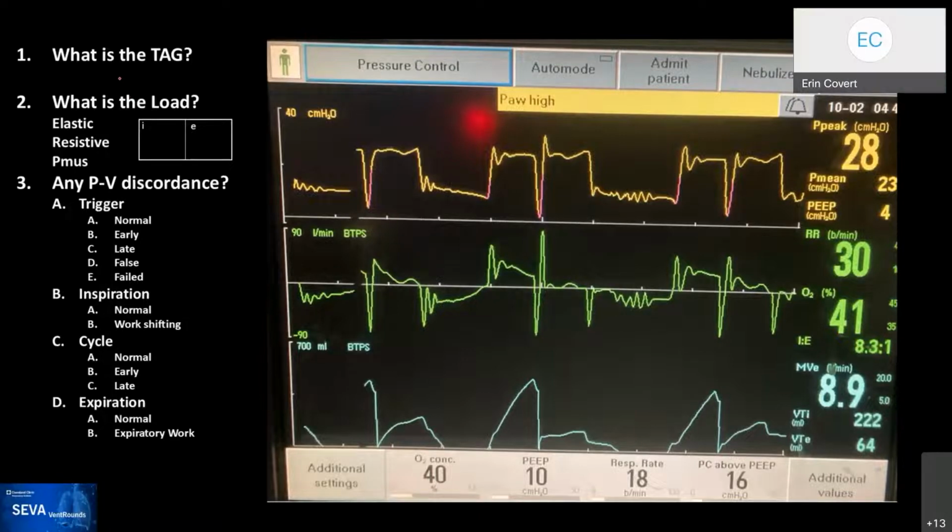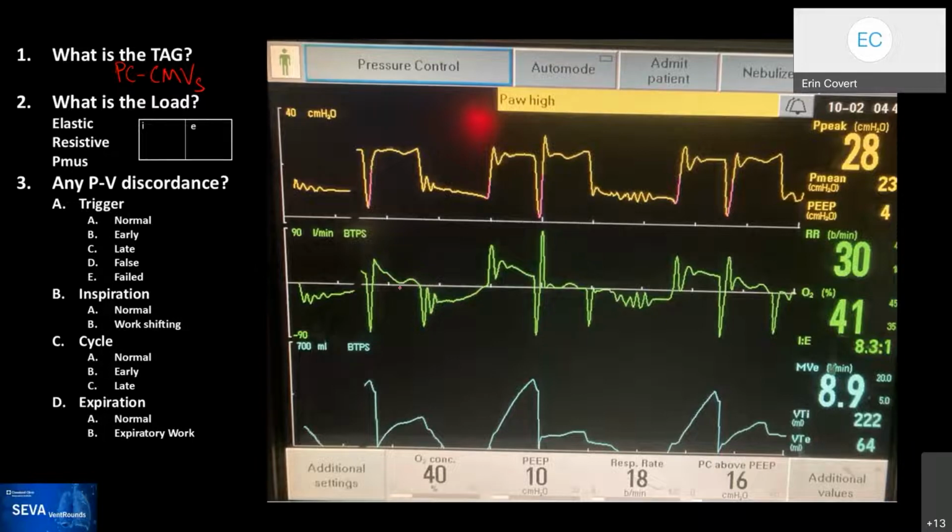All right, so I have the hint. This is pressure control based on the top, but also looking at the waveform. So we're PC CMV for our mode. Looking at it, based on the color change, the patient is triggering a lot of the breaths, but the flow waveform doesn't look that bad besides the dip down in the beginning.